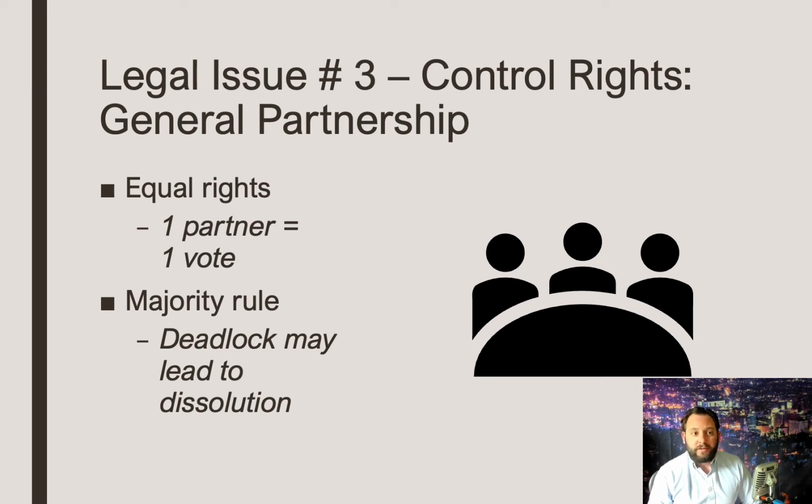So it may be that because the control has not been allocated intelligently, because there's not a deadlock provision, the partnership may fail to function and has to be dissolved. That's the main issue with partnership governance. Again, the rule is that one partner, one vote. We'll see later that one share or $1 may equal one vote, and that's not the case here.